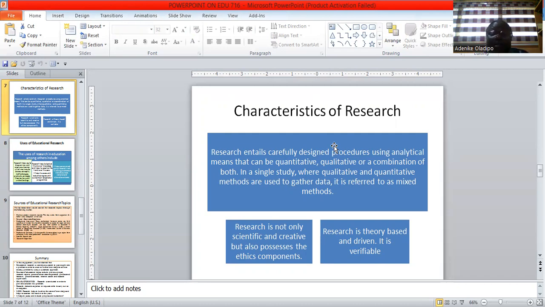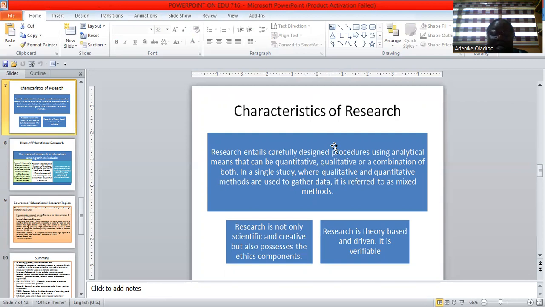So one characteristic of research is that it entails careful design procedures, and it always would use analytical means. The analytical means can be quantitative, it can be qualitative, it can be quantitative or qualitative, and it can be both. When you use both in a particular study, we refer to it as mixed method.